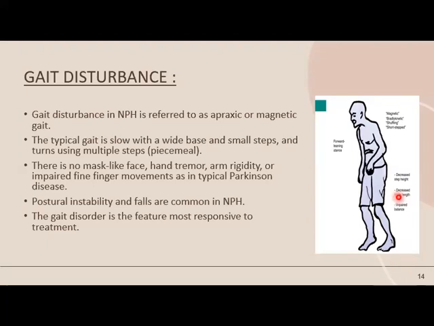As we can see in this diagram, there is a forward-leaning stance. The gait is magnetic, bradykinetic, shuffling, and short step. There is decreased step height, decreased stride length, and decreased cadence, and impaired balance.